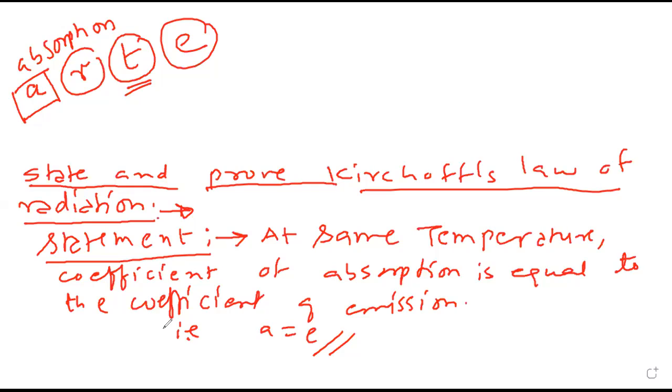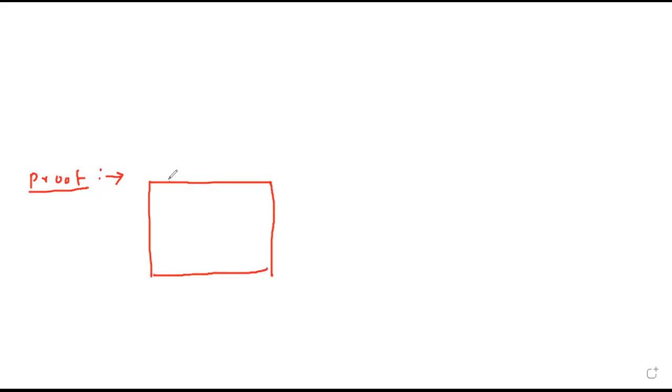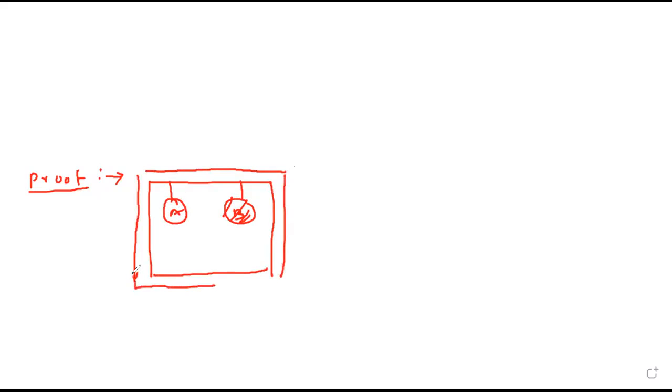Let us prove whether it is true or not. Proof. For the same temperature, I have to prove that A equals E. A means coefficient of absorption, E means coefficient of emission. So we require two bodies, one ordinary body, the other a perfectly black body. Consider two bodies, ordinary body A and perfectly black body B, to be kept in a constant temperature enclosure. The meaning of constant temperature enclosure is a surrounding which will not increase the temperature.